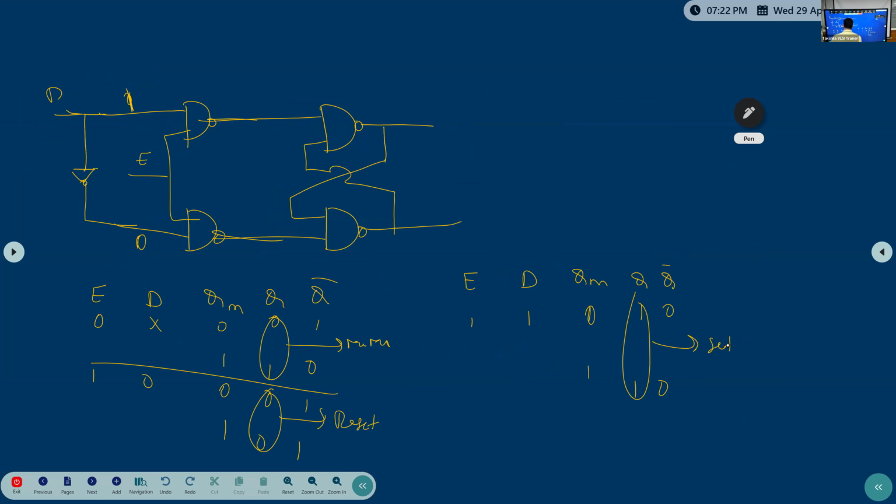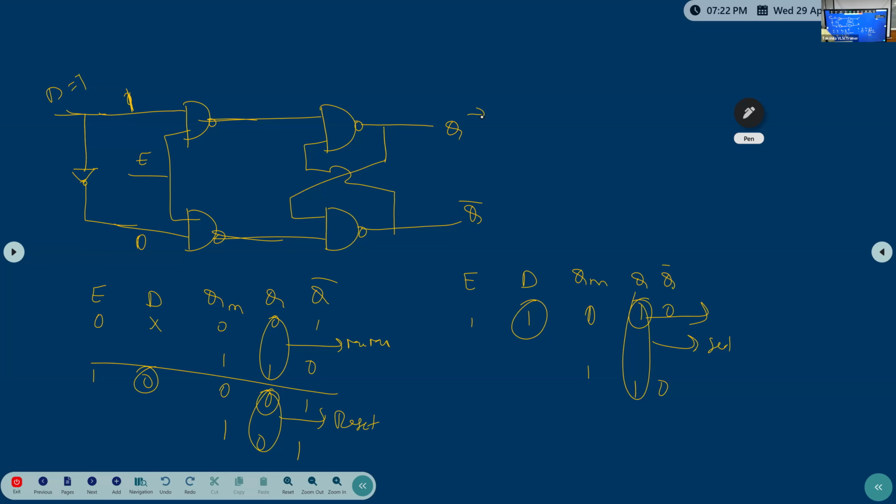If you properly observe, if D is 0, output is 0. If D is 1, output is 1. That's the reason we call this latch a data latch, or a delay latch. Whatever signal we give, the same signal appears at the output side with a delay. So you can say delay latch or data latch. They call it by different names. So this is a D latch.